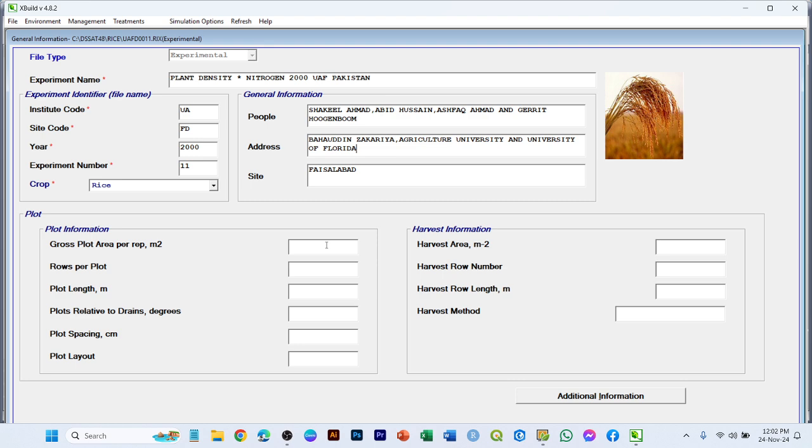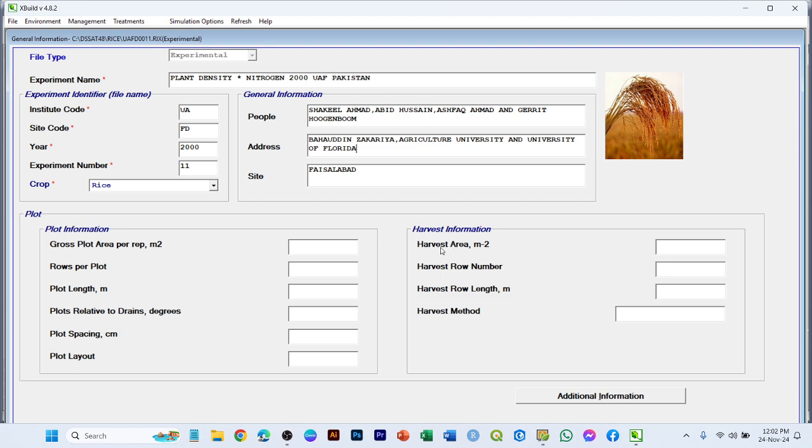Plot layout might be in meter square, the complete layout, the complete area of the plot. You have to mention length and width. Got my point? So that was the plot information, and now you have to go for the harvest information.